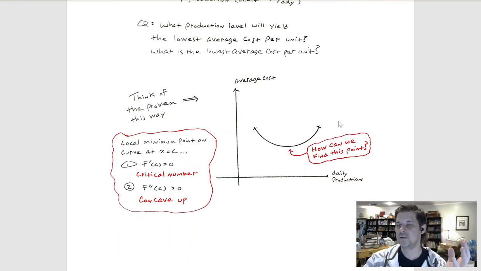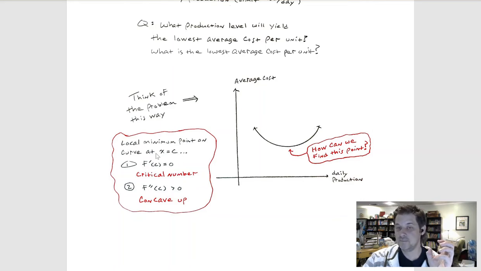So you can think of our question like this: how can we find that point? Well, actually, we've already learned how to find it. You can locate a local minimum point on a curve. It will be, say, at some point x equals c if f prime of c equals 0.